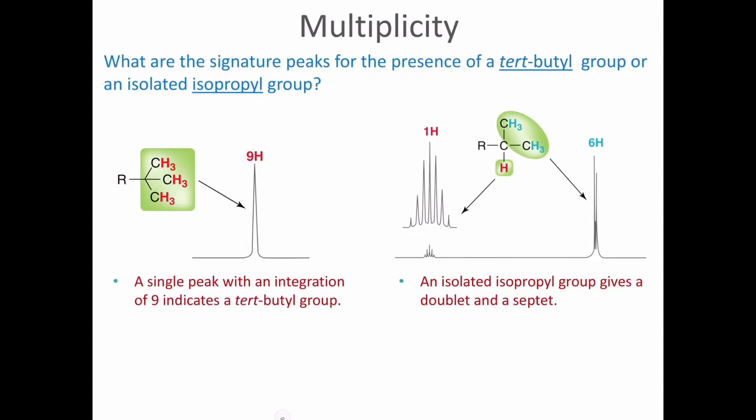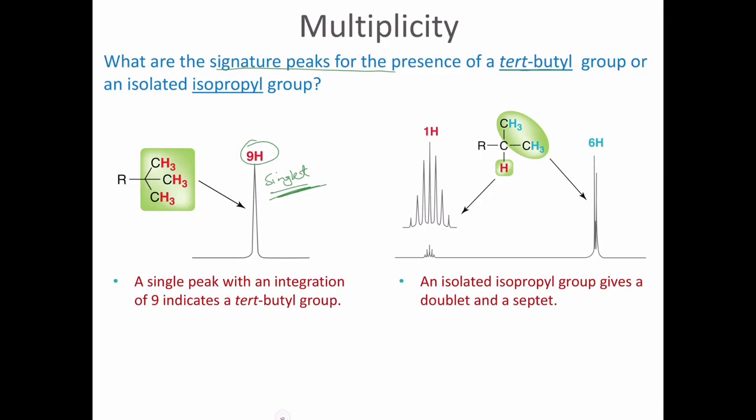There are some signatures that we can use to help us deduce how many protons are there in a very easy way. For example, the tert butyl groups. Anytime you see 9 protons that show up as a singlet, that means we have a tert butyl group. Right? So keep that in mind. Anytime we see 9 protons showing up as a singlet, that's a signature peak for a tert butyl group.